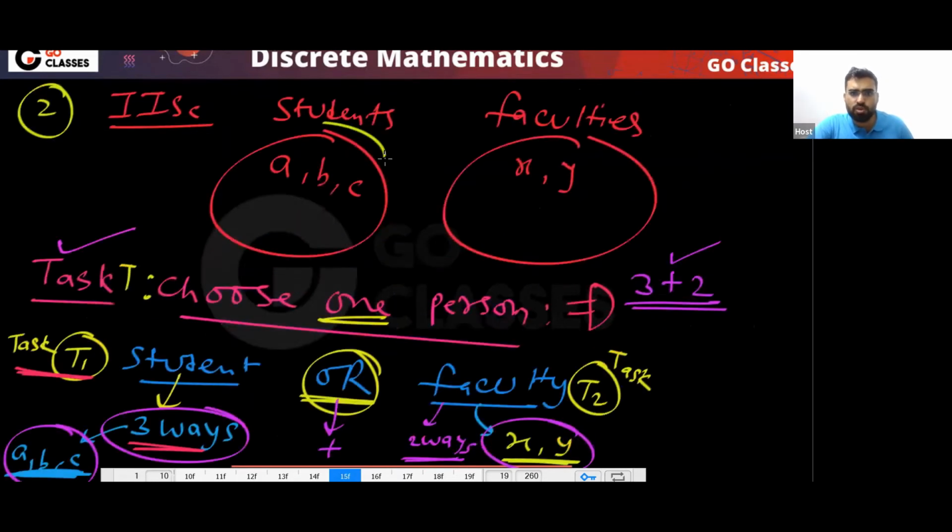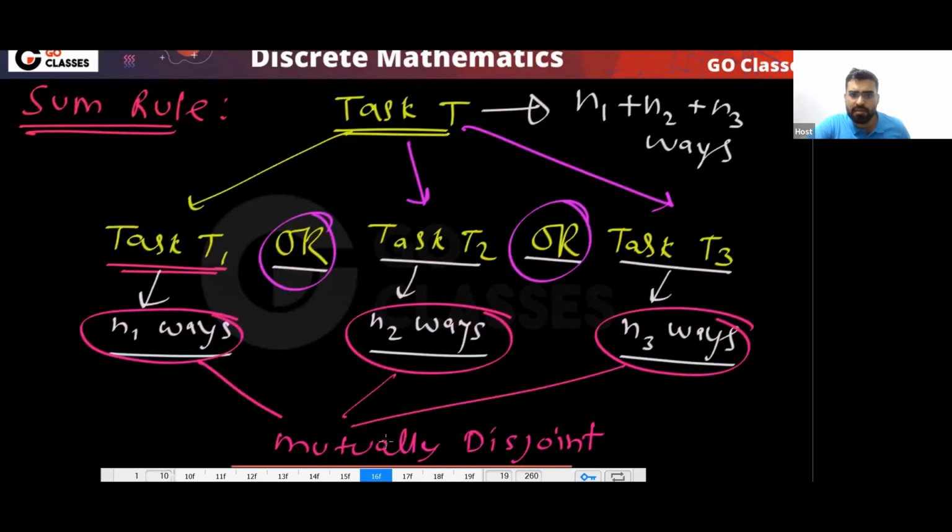For example, this student and faculty, they have nothing common. These three ways and these two ways have nothing common. So you can add. Remember, this is an extremely important point, that these N1 ways, N2 ways, N3 ways must be mutually disjoint. So two things you have to take care. The first important thing is this OR. And the second important thing is this.